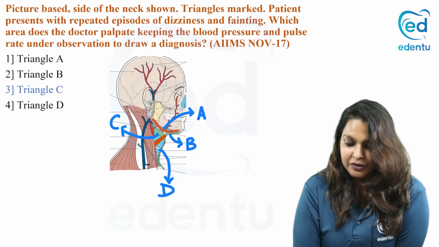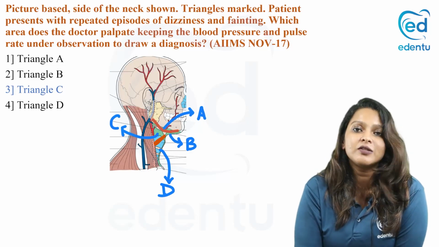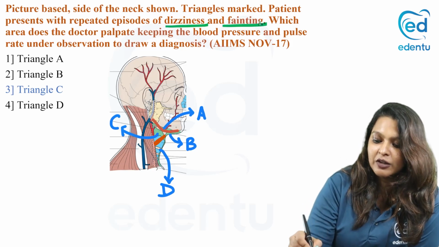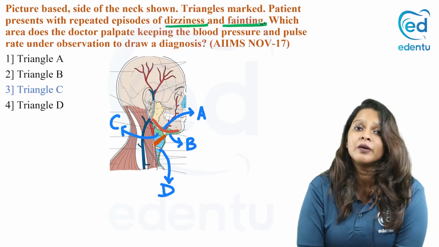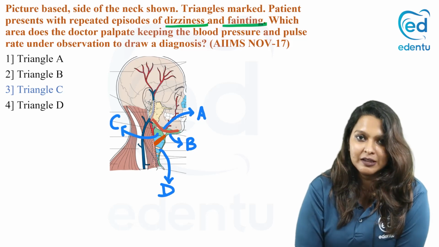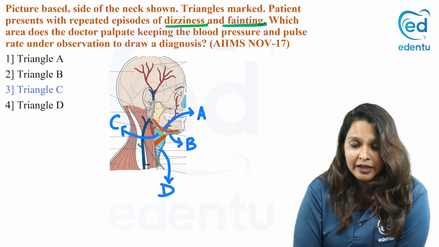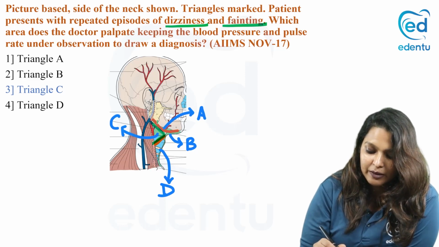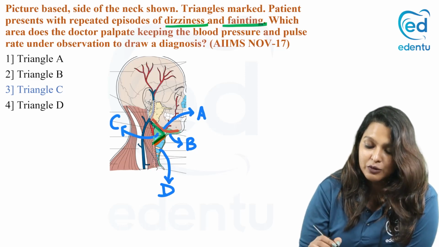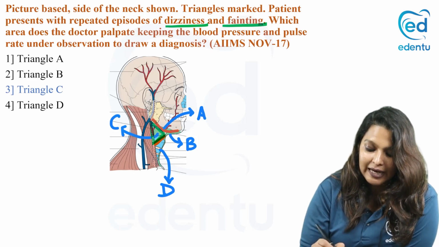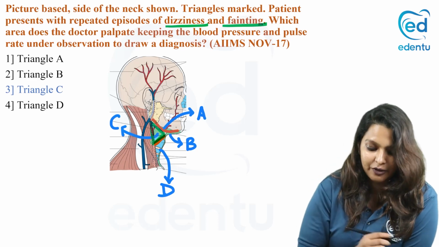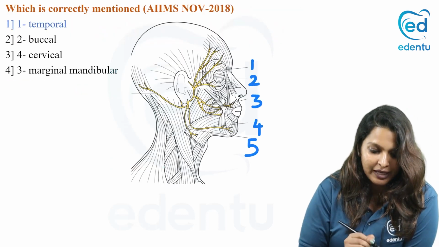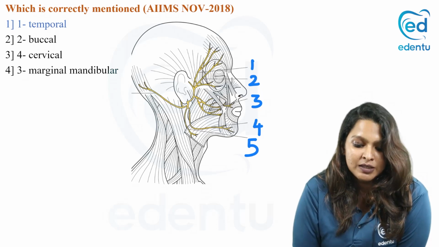The side of the neck is shown and the four components of the anterior triangle are marked. Dizziness and fainting is because of carotid sinus syndrome, because of a hypersensitive carotid sinus. This is a content of the carotid triangle. The carotid triangle is bounded by the posterior belly of digastric, superior belly of omohyoid, and the anterior border of the sternocleidomastoid. Here is the carotid triangle in which the carotid sinus is present, which is correctly mentioned.